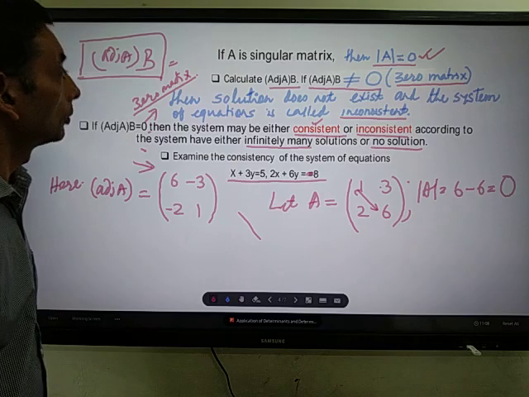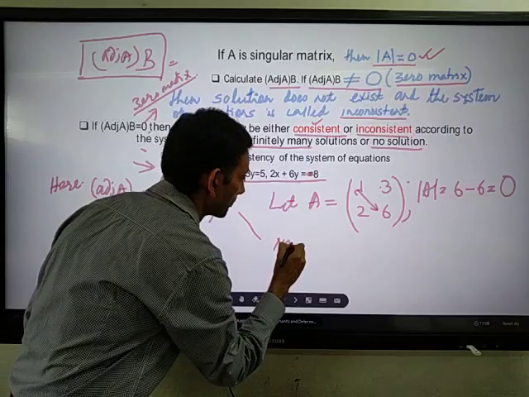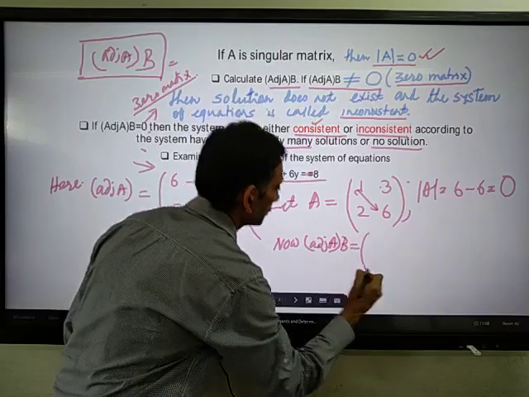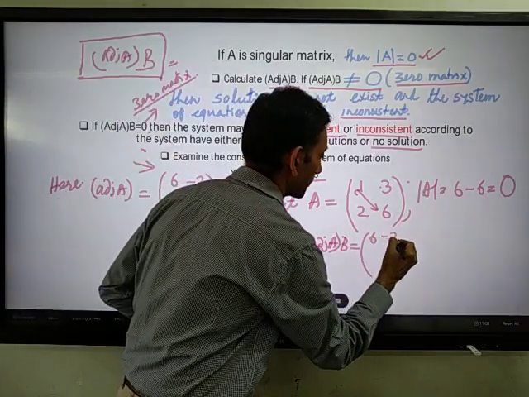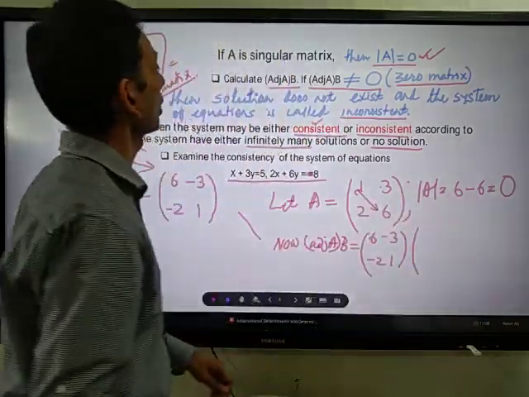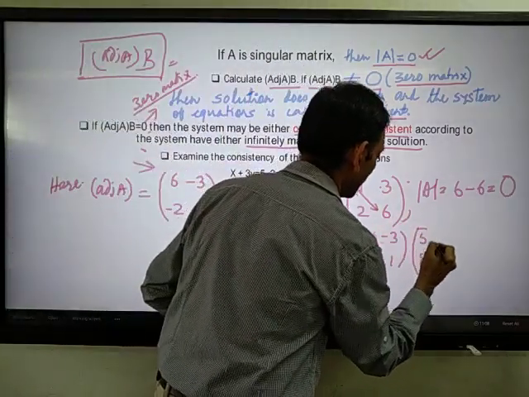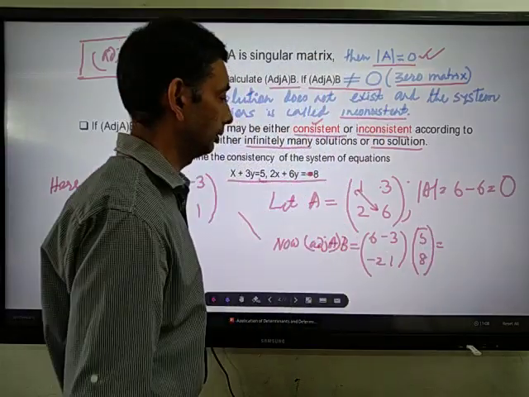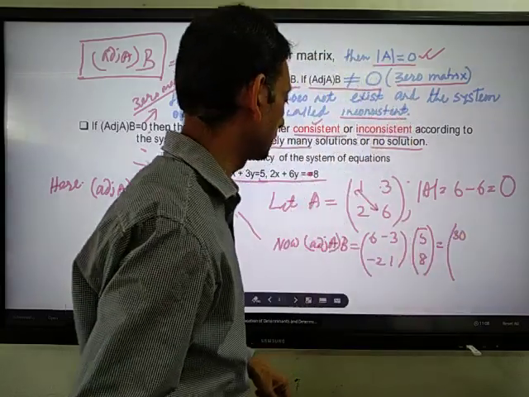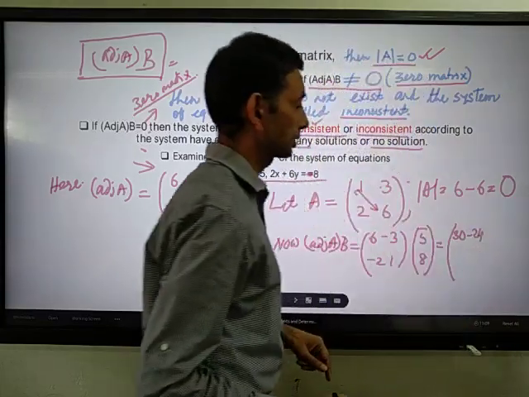Now what is left is to calculate the adjoint of A into B. So the adjoint of A is 6, minus 3, minus 2, 1. And B is the constant matrix, that is 5 and 8. So multiply now. 6 times 5 is 30, and 8 times minus 3 is minus 24.